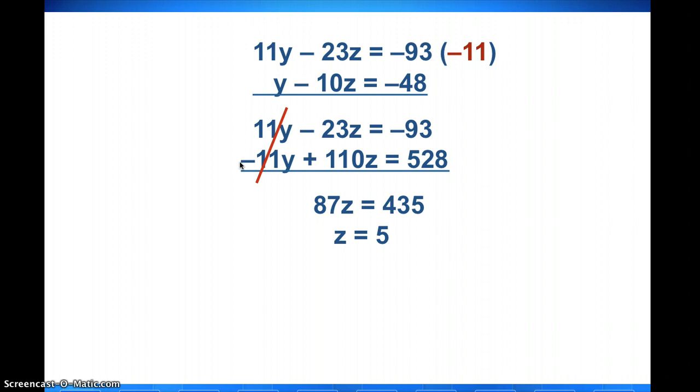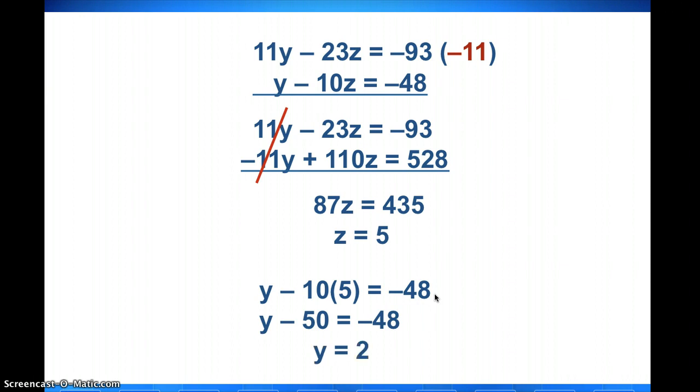Now that we know that z is equal to 5, we can just choose any of these two equations and we substitute the value of z by 5. I use this equation. So y minus 10 times 5 is equal to negative 48. In this case, I use the second equation here. Then we will get y minus 50 equals negative 48, and your y is equal to 2. We now know the values of your two variables, y and z.